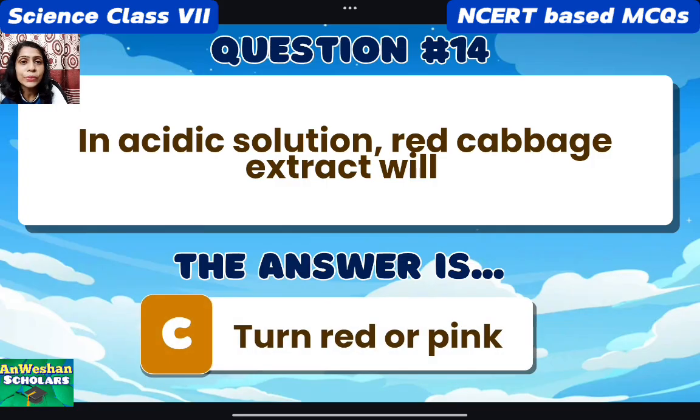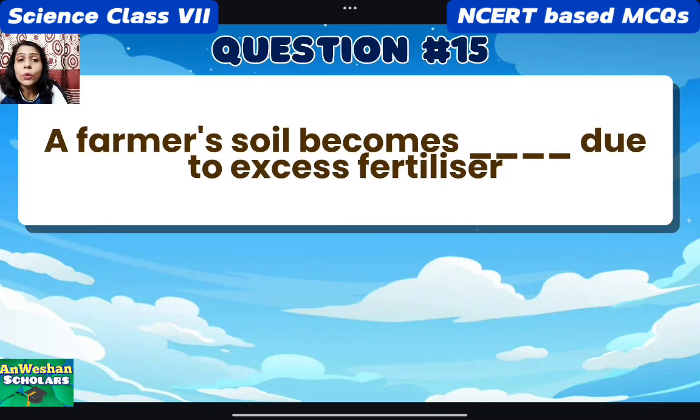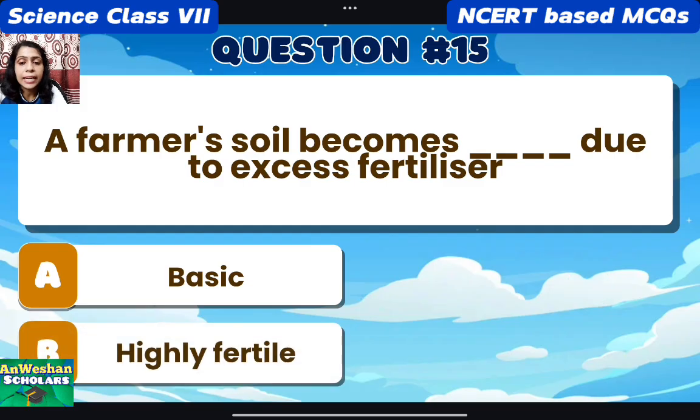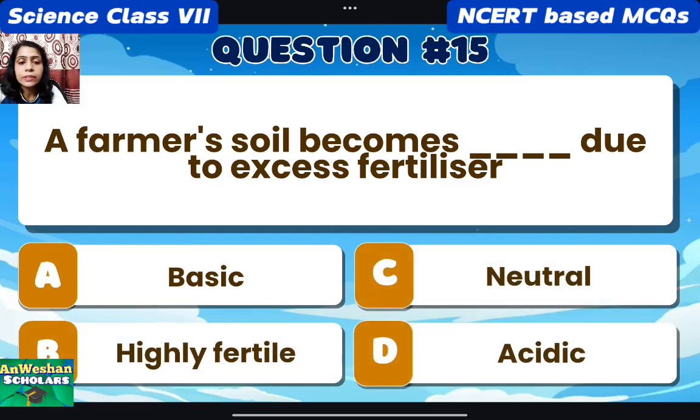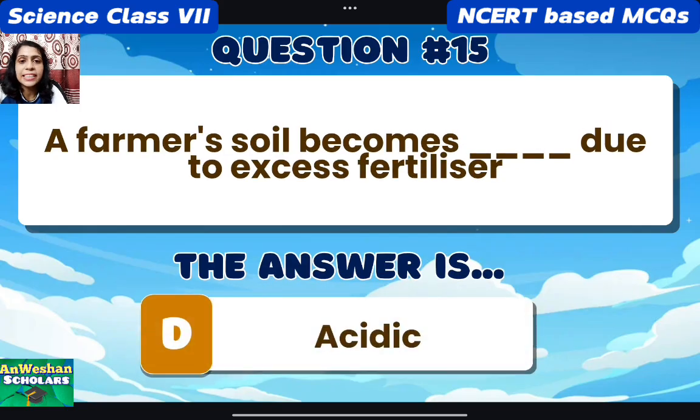So moving on to question number 15. A farmer's soil becomes dash due to excess fertilizer. Either it becomes basic or highly fertile, or neutral or acidic. Remember, fertilizers make the soil very much acidic. So our option D is the correct answer. So let us check. The answer is yes, option D, acidic. Great going, dear students.